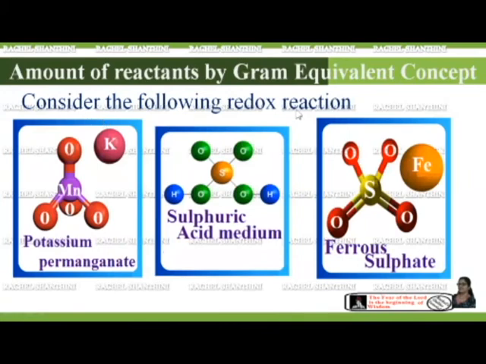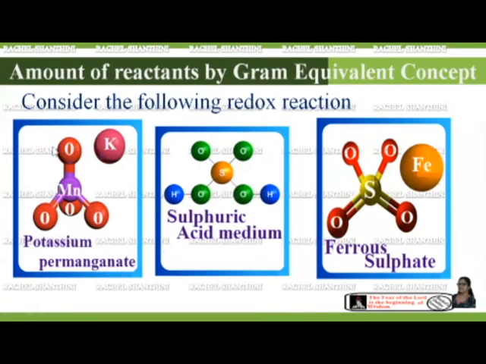Let us consider the following redox reaction, the reaction between potassium permanganate and ferrous sulfate in acid medium. To find out the amount of reactants involved in this reaction, we can use 2 methods. One is the gram equivalent concept method, and the next one is the molar concept method. First, let us see the gram equivalent concept method. For this method, there is no need for us to balance this chemical equation.